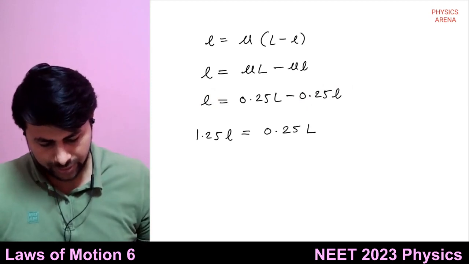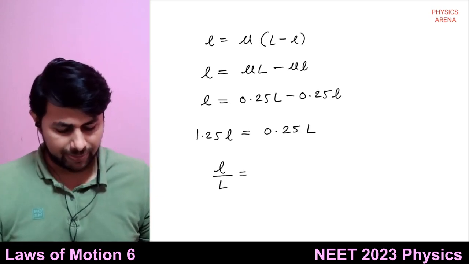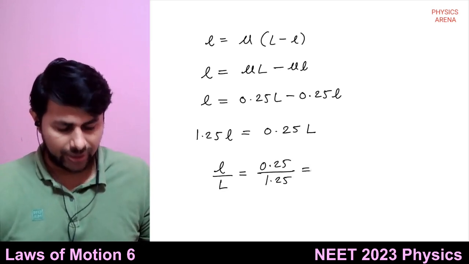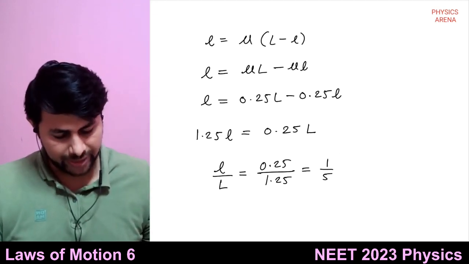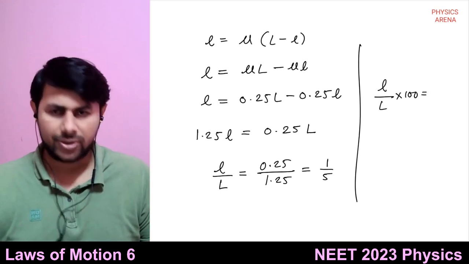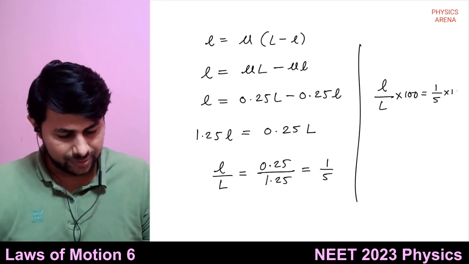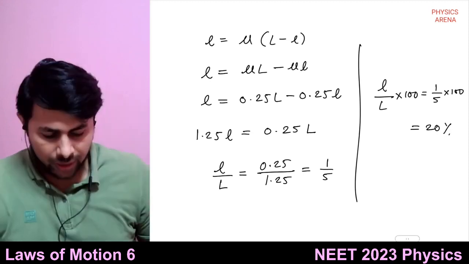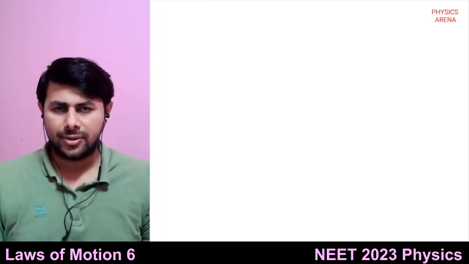Okay, so you want the fractional length that is hanging. So small l upon capital L is equal to 0.25 divided by 1.25, or you can say it is 1 by 5. Okay, so 1/5. And if you multiply this with 100, what do you get? l upon L multiplied by 100, because you want percentage. So it will be 1 by 5 times 100, 20%.